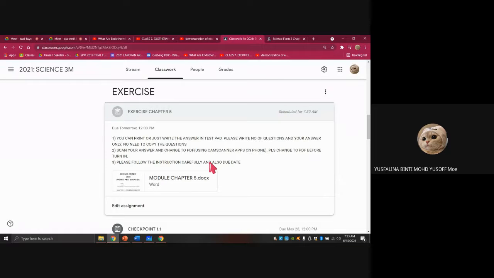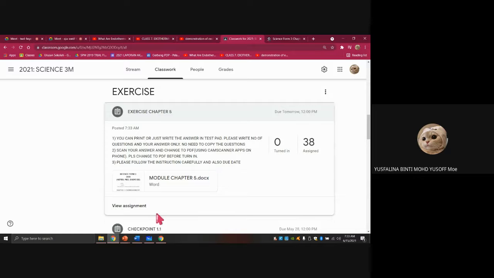Please don't send me the images in image form, because otherwise I have to convert every page that you send to PDF. So just convert first to PDF, then submit to me.